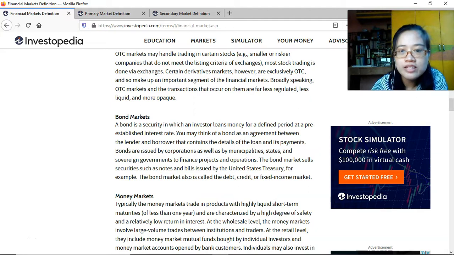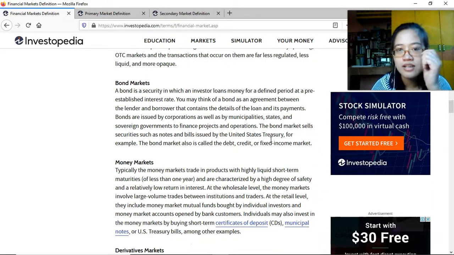You may think of a bond as an agreement between the lender and borrower that contains the details of the loan and its payments. Bonds are issued by corporations, normally, but can also be issued by the government. Treasury bills. The bond market sells securities such as notes and bills issued by the U.S. Treasury, for example. The bond market is also called the debt, credit, or fixed income market. A bond is a liability, so it can also be called debt market, credit market, or fixed income market.